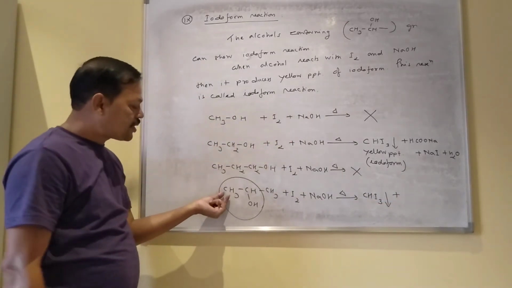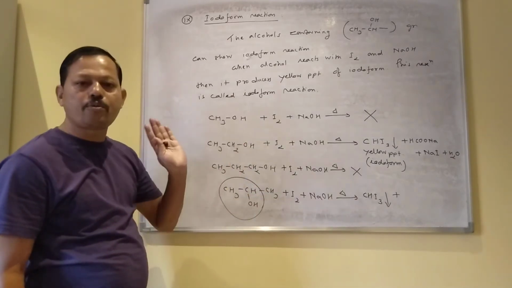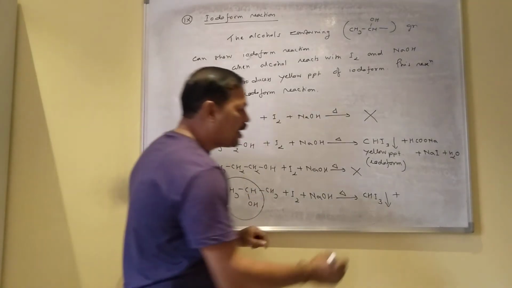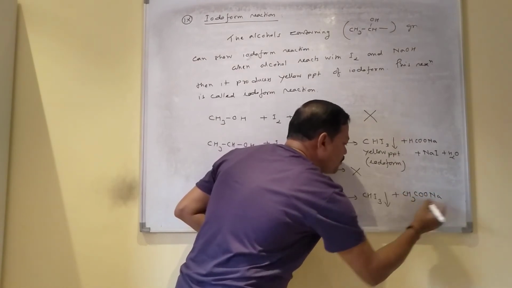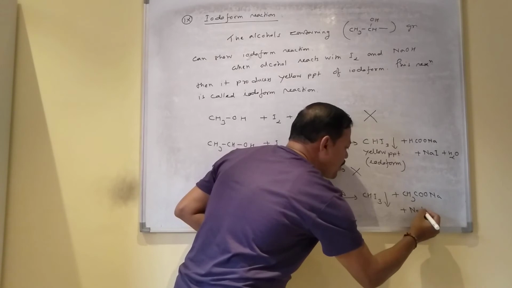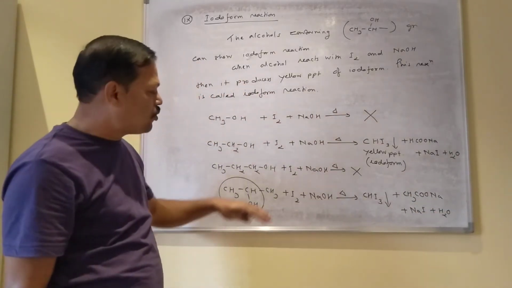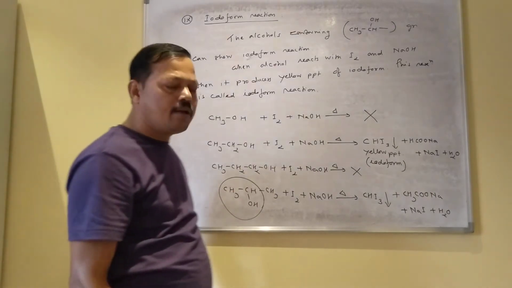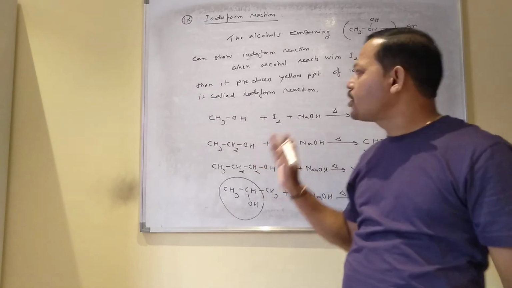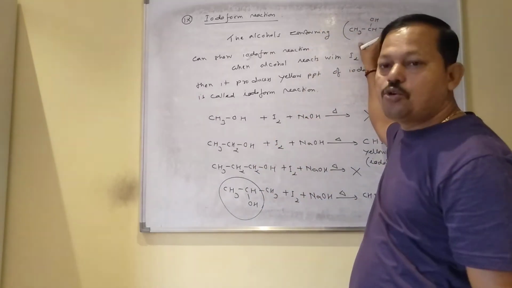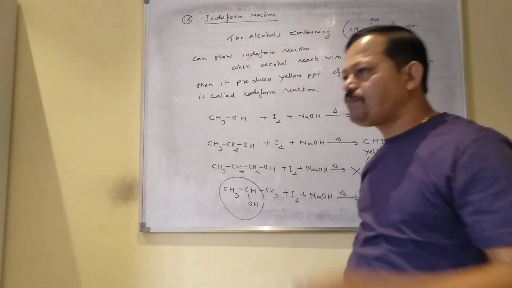Now when this carbon produces the yellow precipitate, another 2 carbons are left, so the salt of carboxylic acid should contain 2 carbons, and that is why the side product will be CH3COONa. Another side product is sodium iodide, and another is water. So this is the process of how to draw the iodoform reaction. Always remember, all alcohols cannot show the iodoform reaction. Only those alcohols which contain this group can show the iodoform reaction.